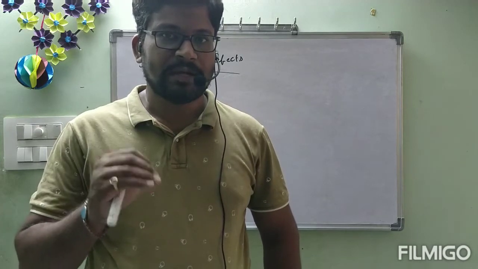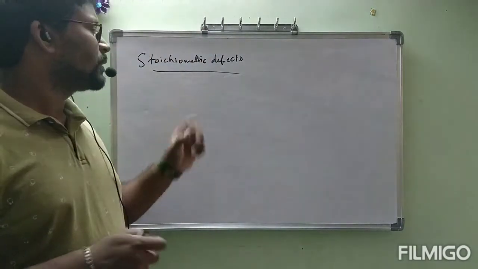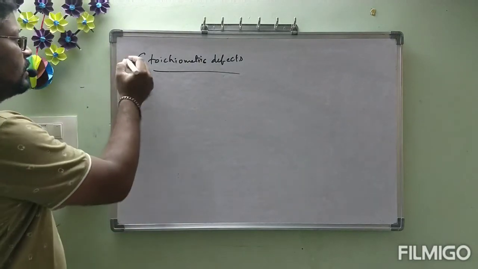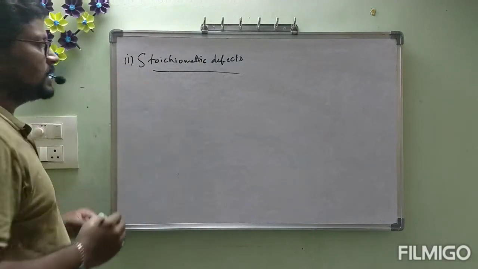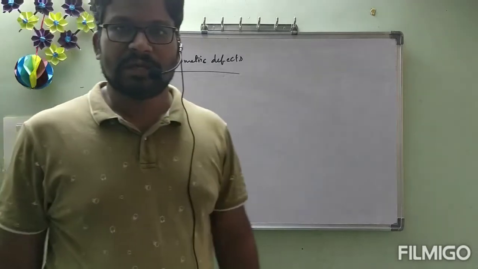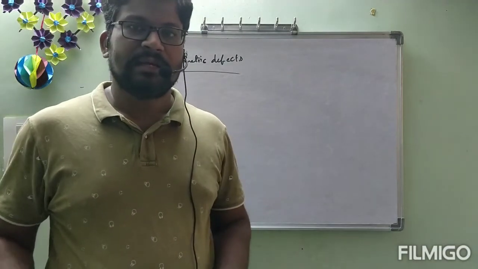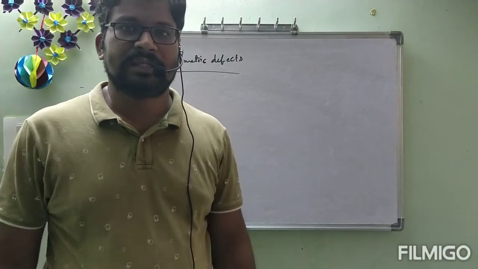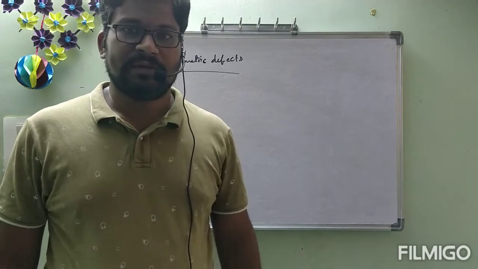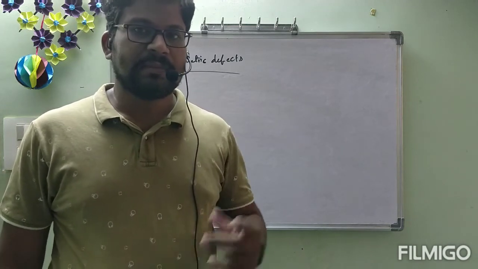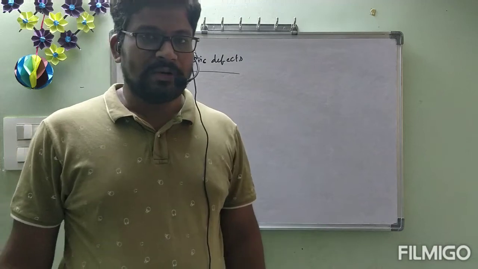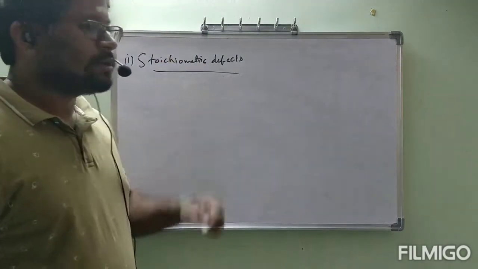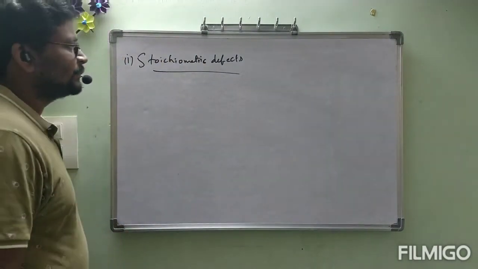First type, stoichiometric defects. Second one, impurity defects. Third one, non-stoichiometric defects. Like that we have three types of defects. These three come under point defects only. Today we will start with the stoichiometric defects. Let us see.